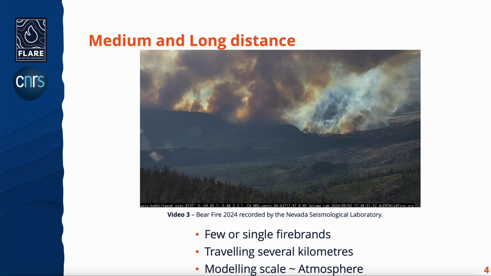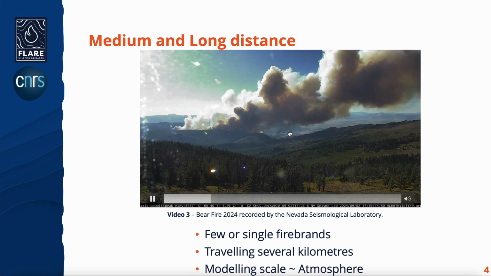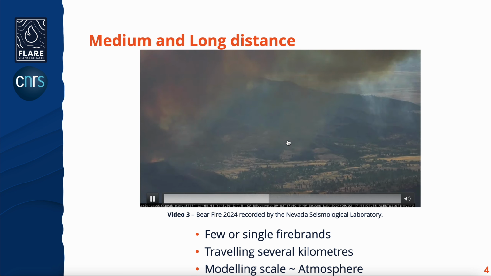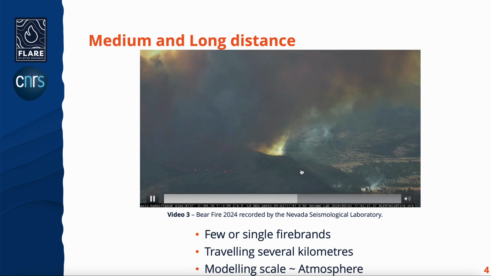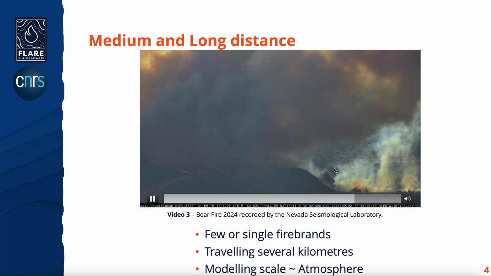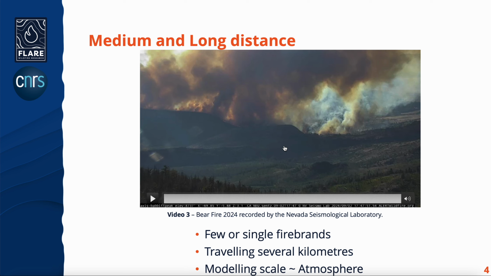When spotting is happening at distances greater than 1 kilometer, we speak about medium or long range spotting. And this is what you see here as well. So you have a very well developed convective column, and at some point you will see a zoom in and smoke coming out of the ground. So this is most likely due to a firebrand that has landed and reignited the fuel bed. And of course, when you try to model these phenomena and these distances, you need to take into account the atmosphere as well, and the scales are a little bit larger.